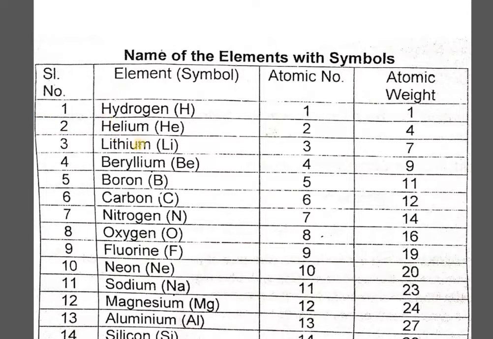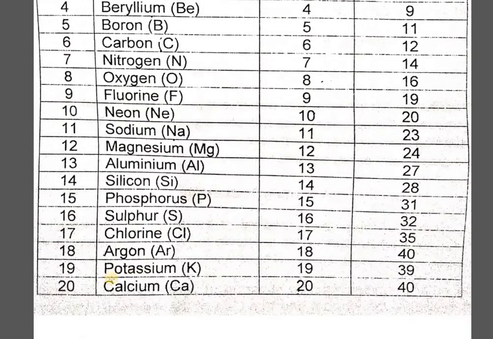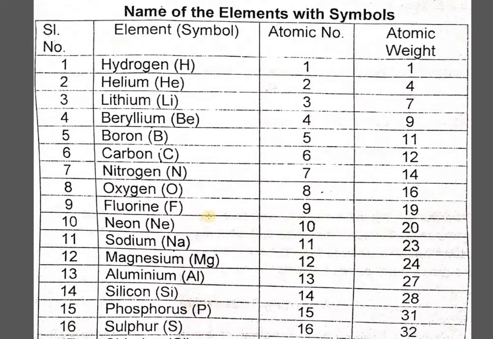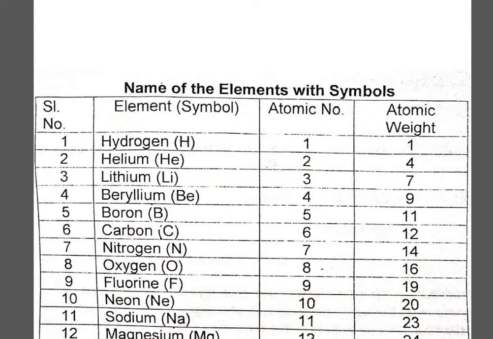So children, now let's talk about the atom. These are the different elements you can see here on the screen, starting from atomic number 1 till atomic number 20, which is calcium. In front of each, you can see the atomic number mentioned, starting from 1 till 20. Similarly, we also have the atomic weight, starting from 1 and ending at 40. So let's see what an atom is.